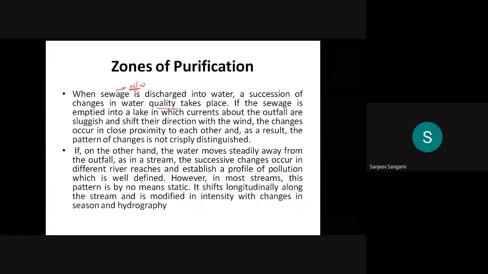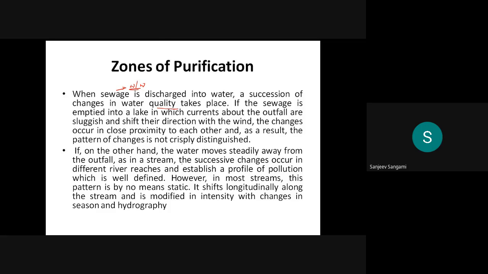If the sewage is emptied into a lake in which the currents are sluggish or shift their direction with the wind, the changes occur closely to each other, and as a result, the pattern of changes is not distinguished. Means suddenly we cannot decide at that point what is going to happen. It may take its own time to change its pattern, or it travels some distance to change its quality. That we cannot determine on a single stretch.